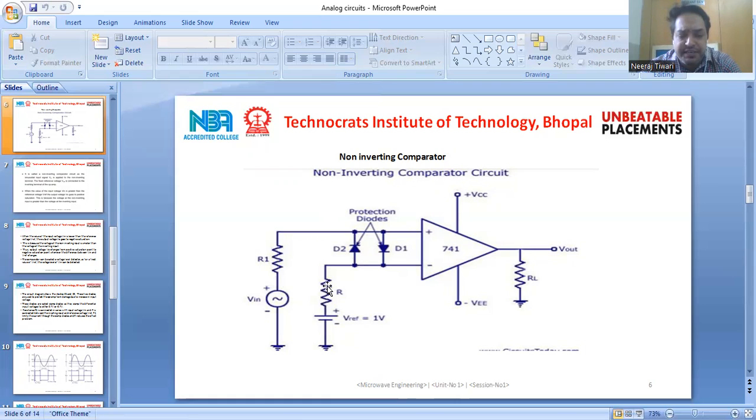Now why is R added here? What is the importance of this R? This resistance will limit the flow of current which is passing through the diode, and the output we are getting from this terminal and the load are connected. This is the load resistance, represented by RL.